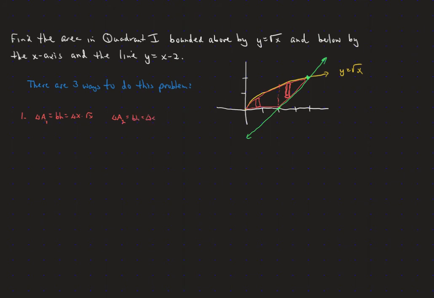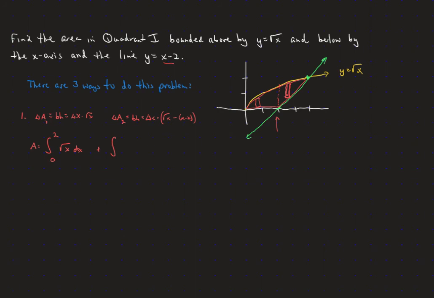Our base is again a delta x, but now the height is going to be that top curve, square root of x, minus the bottom curve, which is our x minus 2. So for our area, the boundaries, we can kind of see that here, that x minus 2 intersects the x-axis when x equals 2, and you can confirm that when x is 2, y is 0. So we're going to go 0 to 2, and our integral is going to be the square root of x dx. Then we're going to add to that.